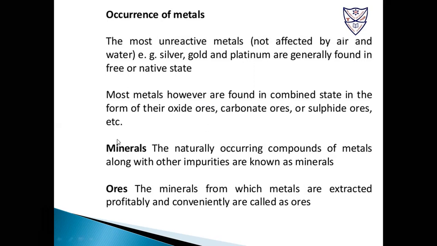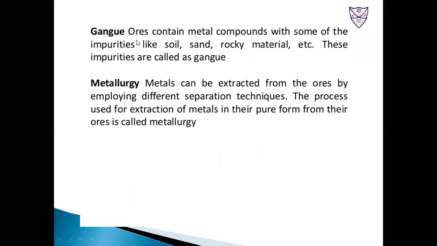Okay. Now minerals: the naturally occurring compounds of metal along with other impurities are known as minerals. We have discussed what an ore is: the mineral from which metals can be extracted profitably and conveniently is called an ore. The next one is gangue. Ores contain a metal compound with some impurities, like soil, sand, rocky material, etc. These impurities are called gangue. So whatever impurities you collect from the ore are called gangue.